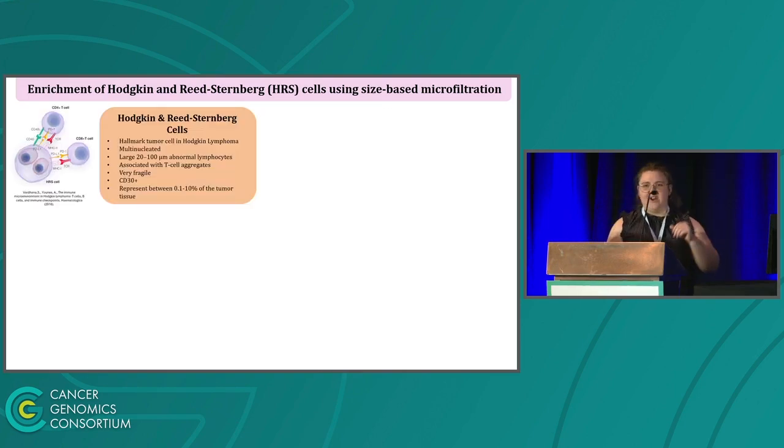Okay, so let's first talk about these HRS cells. These cells are the hallmark tumor cell in Hodgkin lymphoma. They are multinucleated, and they are very large. They range in size from 20 to 100 microns, and they're very commonly associated with a lot of T cell aggregates. They're also very fragile, and they're commonly identified using CD30. They also only represent between 0.1 and 10% of the tumor tissue.